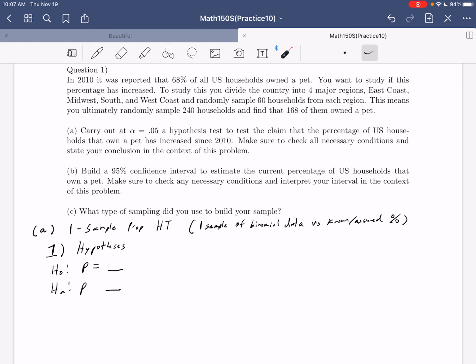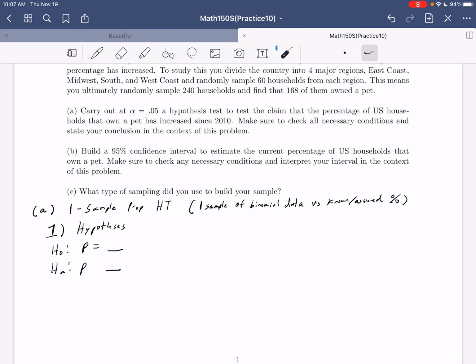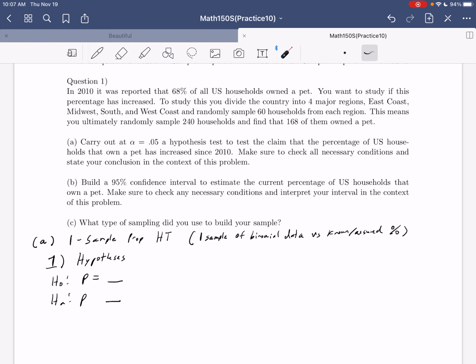So as is usual with these one sample procedures, we've got two things to do here. We have to figure out what value should go there, and we have to figure out what inequality should go there. So let's start with the null hypothesis. Remember, the null hypothesis should be that known or assumed percentage. And as we said, that should be that 68% that was true back in 2010. We can write it as 68%, but when we actually start to do our computations, we'll need it as a decimal. So we might as well write it as a decimal now. So we'll put 0.68 there and 0.68 there.